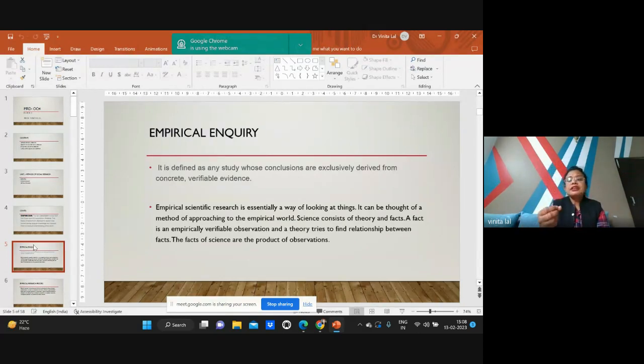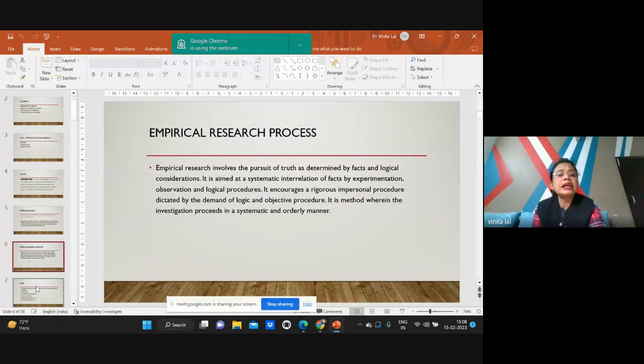So it values some research more than other kinds. And empirical evidence can be analyzed quantitatively, qualitatively, or both. So it is essentially a way of looking at things, and it can be thought of as a method of approaching the empirical world, like science considers theories and facts, and a fact is also an empirically verifiable observation, and a theory tries to find relations between the facts, which I have told you in my last lecture.